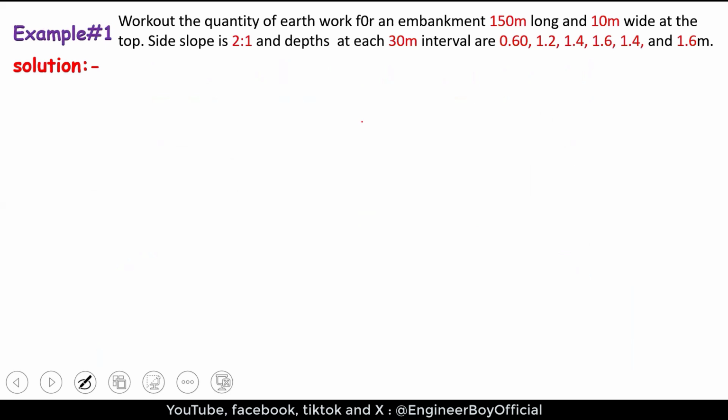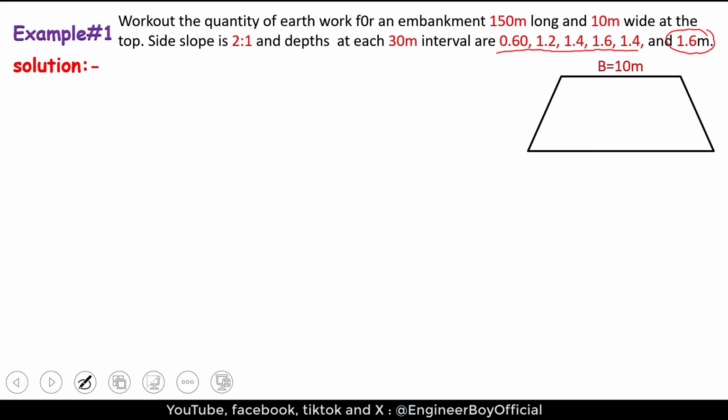And after each 30 meters, these are the depths. You can see them, 0.6, 1.2, these are in meters. And at the other end, as you can see, at the start we have 60 centimeters, and at the end the depth is 1.6 meters. So you can say the embankment is a trapezium. Why is it a trapezium? Because we have side slopes. And you can label the information just the same way as I'm doing.